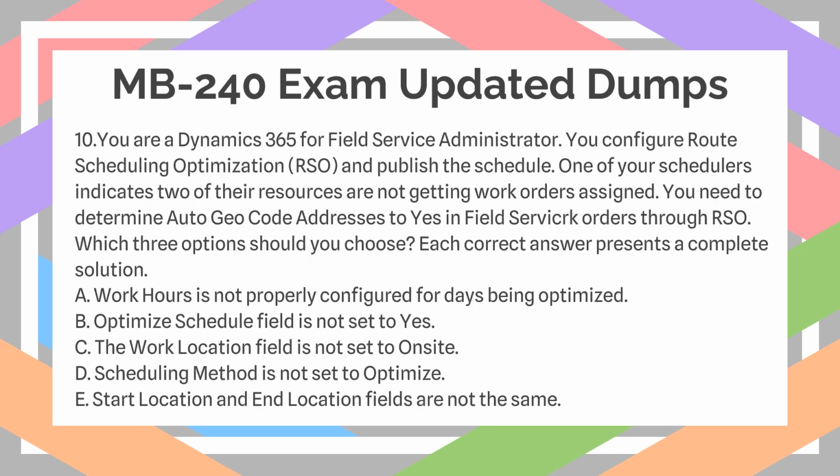10. You are a Dynamics 365 for Field Service Administrator. You configure Route Scheduling Optimization, RSO, and publish the schedule. One of your schedulers indicates two of their resources are not getting work orders assigned. You need to determine why, given that auto-geocode addresses is set to yes in field service work orders through RSO. Which three options should you choose? Each correct answer presents a complete solution.